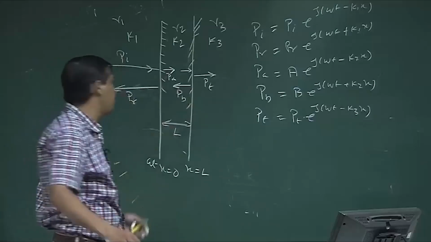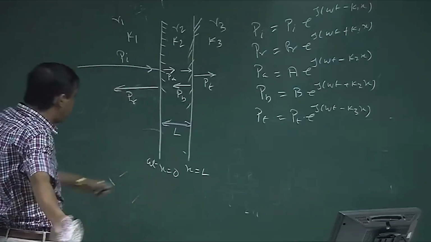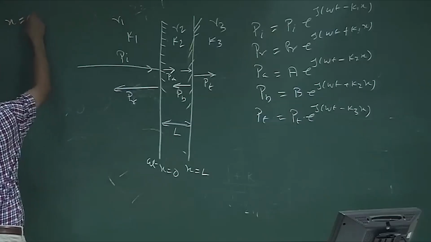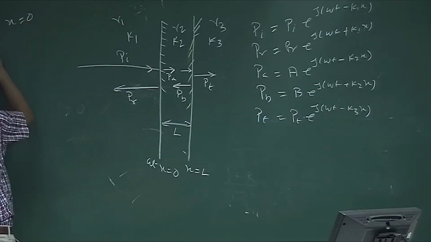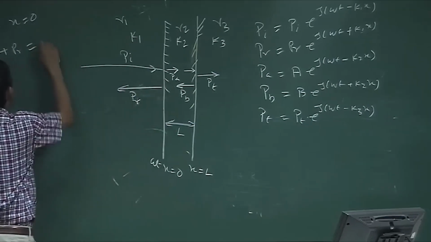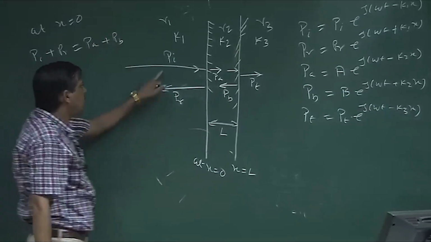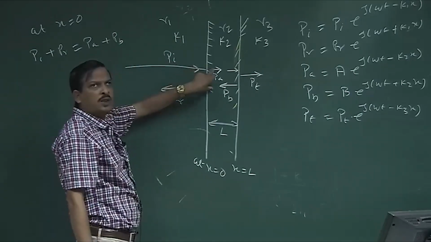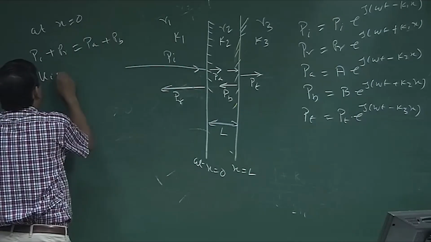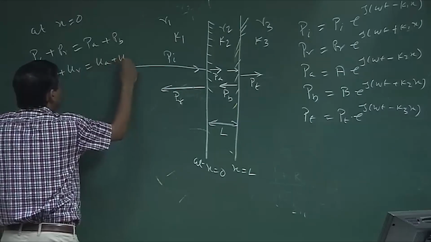Now, put in the boundary conditions. There are 2 boundary conditions. At x equal to 0, the pressure on this side, which is Pi plus Pr, is equal to the pressure on that side, which is Pa plus Pb. And the normal component of the particle velocity, Ui plus Ur, is equal to Ua plus Ub.